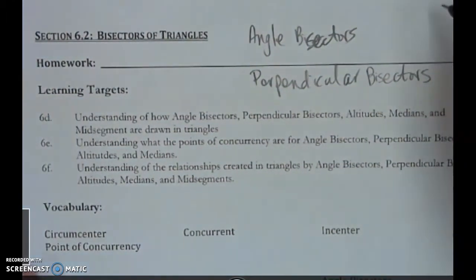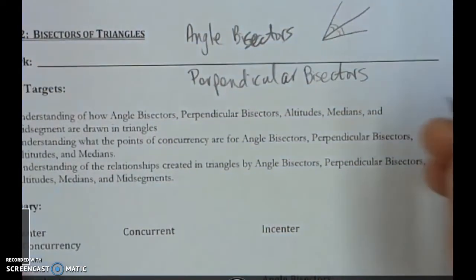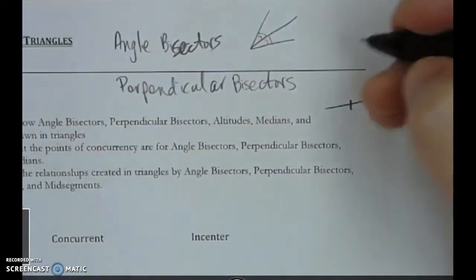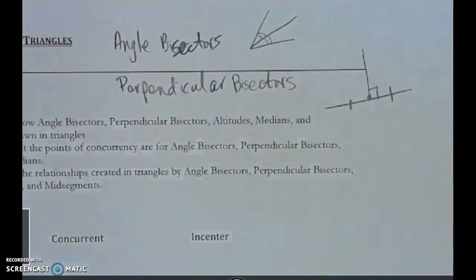So remember, an angle bisector cuts an angle in half, and a perpendicular bisector starts off by cutting a segment in half, but it's perpendicular. So we're going to be working with those two things today.